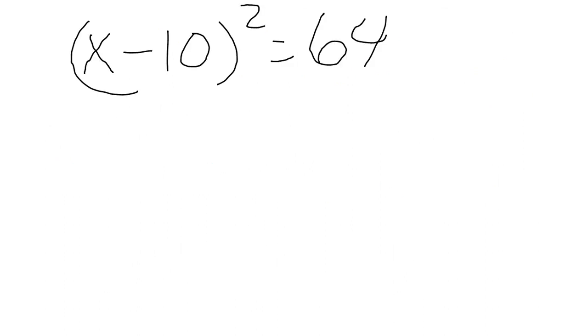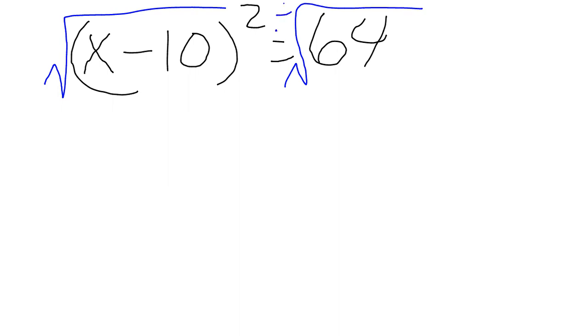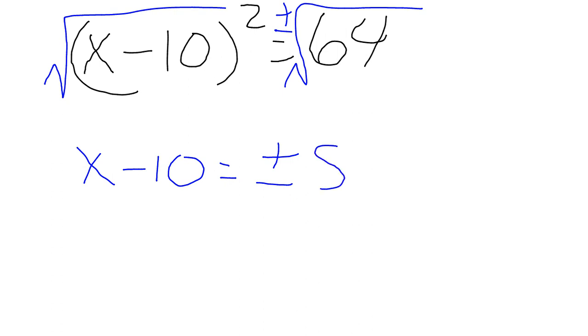The opposite of squaring is taking the square root. Remember, when you draw on your square root symbol, you have to put a plus or minus outside. So when you take the square root of a squared quantity, it just gives us whatever the quantity is, equaling the square root of 64, which is plus or minus 8. So now we're going to go x equals, we add 10 to both sides. So we get x equals 10 plus or minus 8.